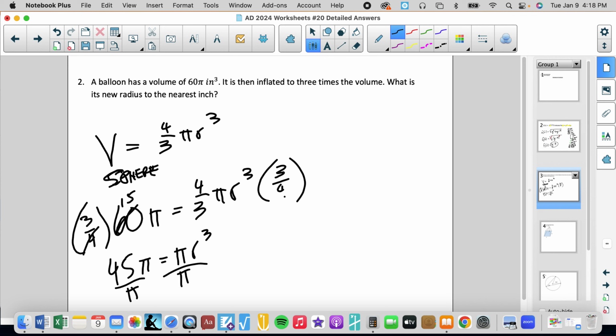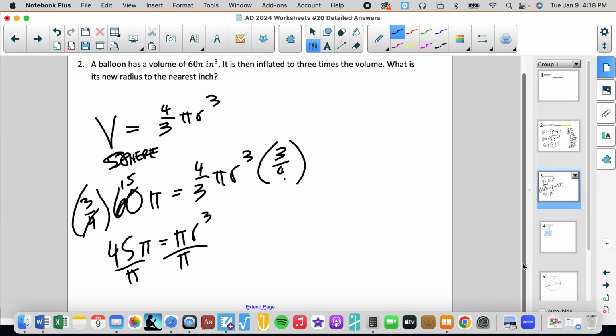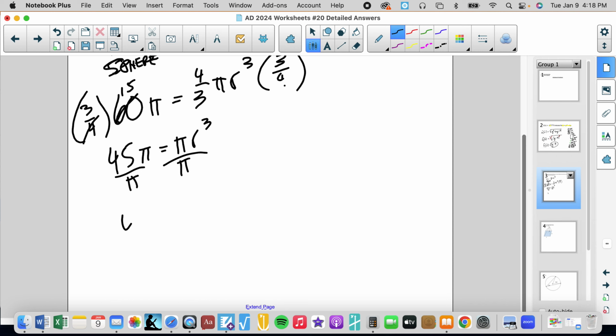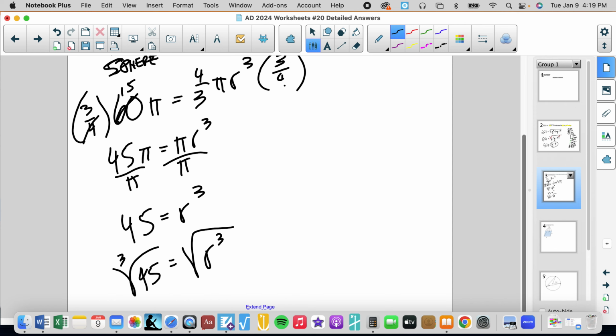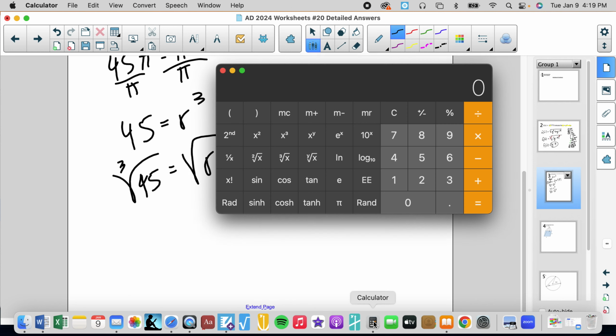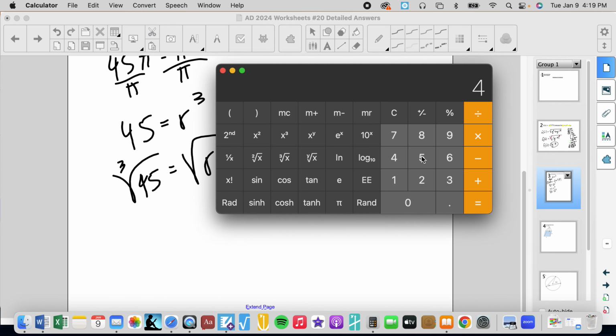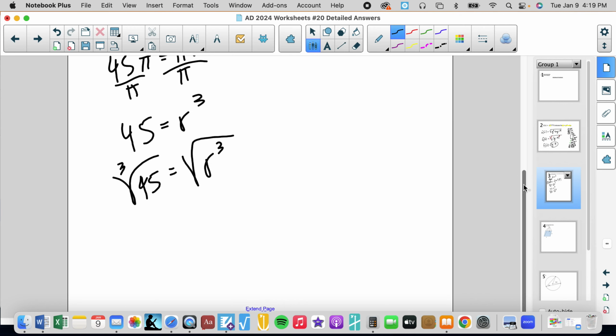Did I do that right? 15, yeah, and 3 times 15 is 45. That should work. Did I not do that right? So we get 45 equals r cubed. And take the cube root of 45. Cube root of r to the third. 45 is not a perfect cube, first of all. 45 cube root, 3.55. What did I do wrong here?